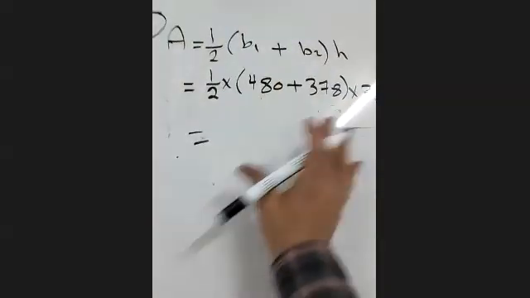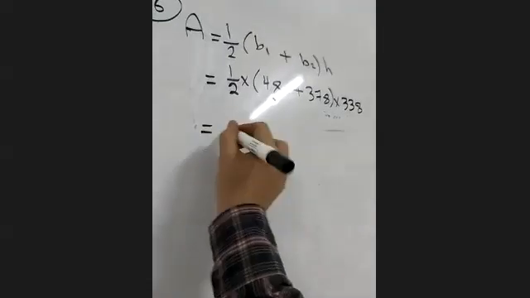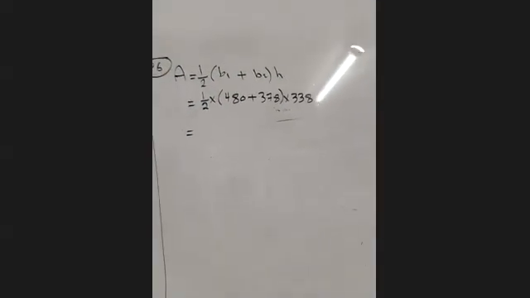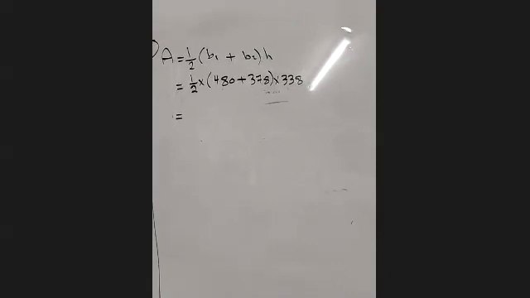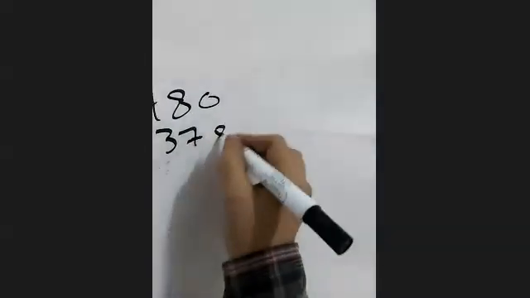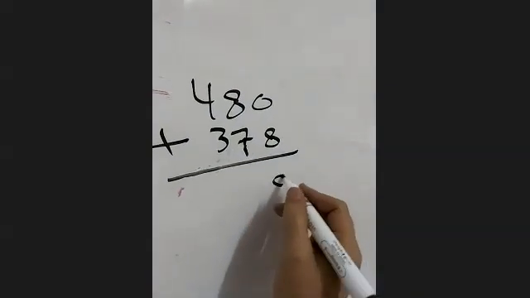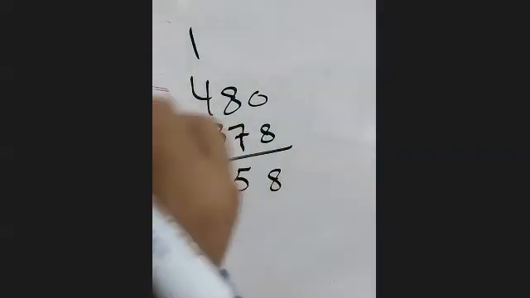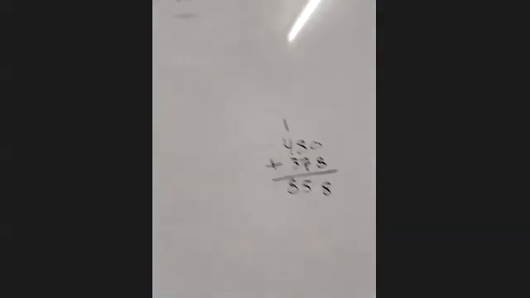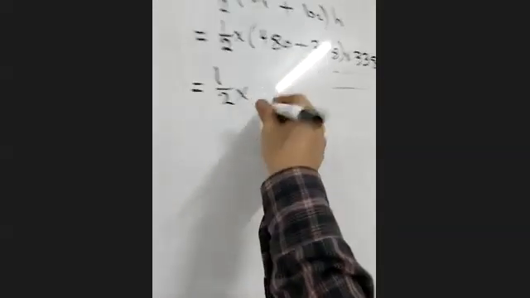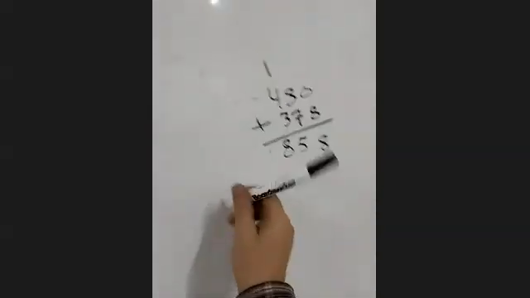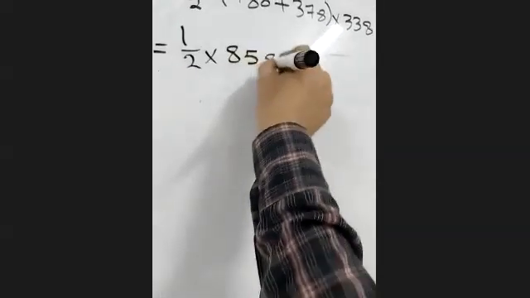Now, what's the first step here to simplify this numerical expression? We will do 480 plus 378. Let's add 480 plus 378, right? Here we have 8, 15, 8. Check. Yes. So half multiply, we did the bracket. The answer is how much? 858. 858 multiply 338, right?